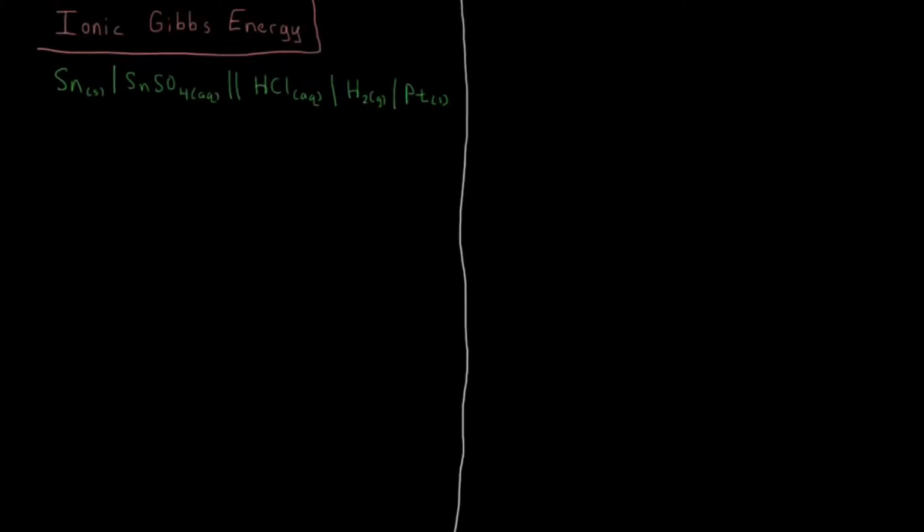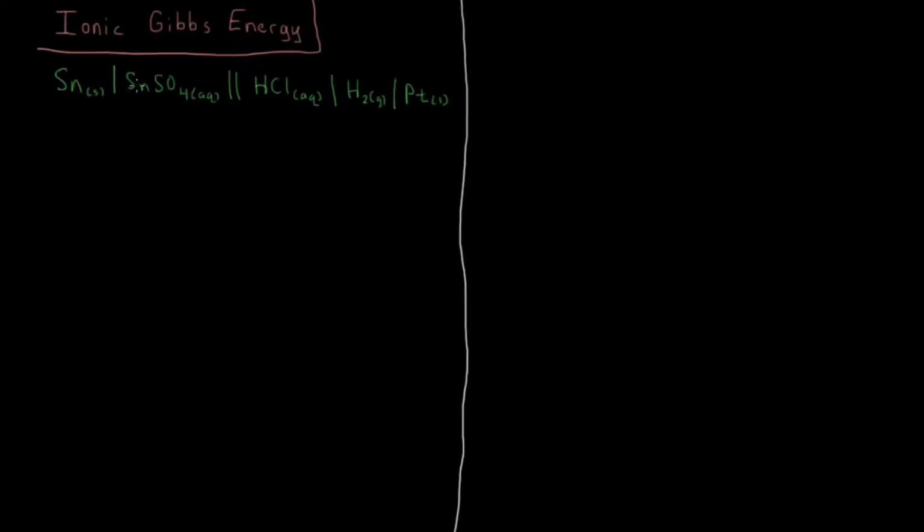In this video, we're going to look at how we can use electrochemistry to define the Gibbs energy of formation for individual ions in a solution. So we have our electrochemical cell here, which we have set up like so. We have tin being oxidized to tin 2+ ions in aqueous solution, and we have hydrogen ions being reduced to H2 gas with an inert platinum electrode.